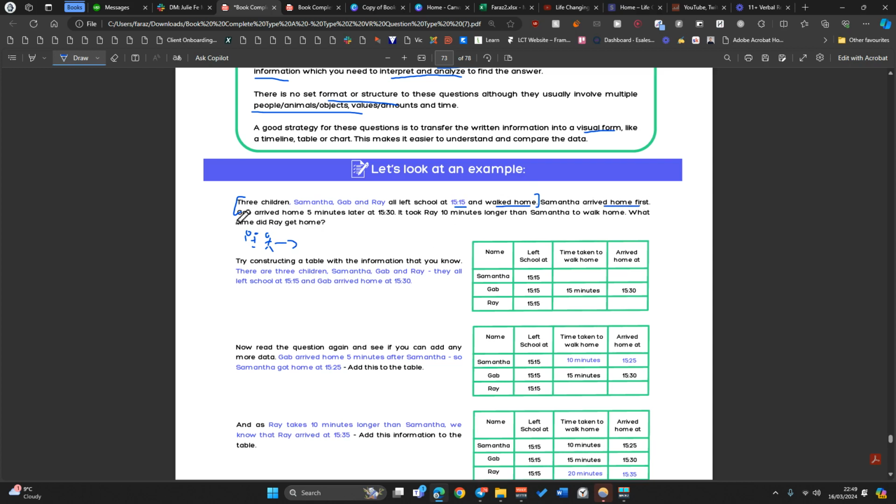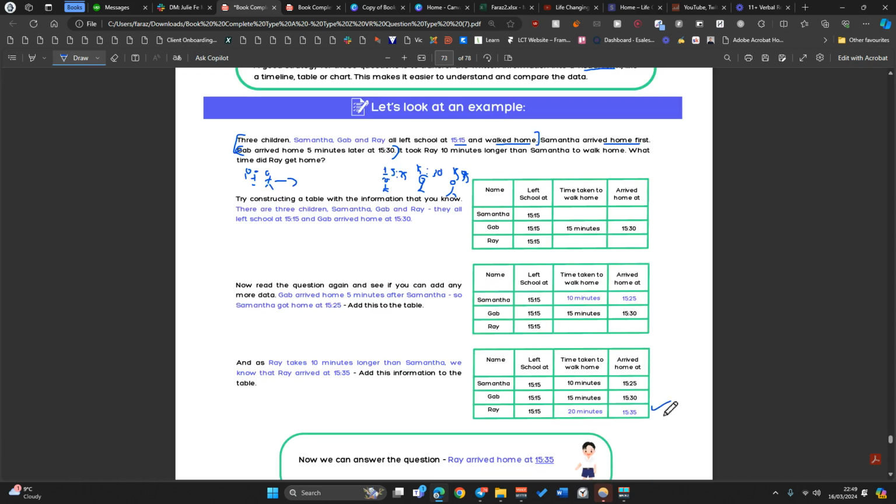So Samantha arrived home first. So Samantha is first. Gab arrives 5 minutes later at 3:50. So actually from here, I know Gab is coming at 3:50, and I know he's 3 minutes later than Samantha. So I know Samantha is therefore 3:25. And it says it took Ray 10 minutes longer than Samantha to walk home. So I know that 10 minutes after Samantha got home, Ray got home as well. So that's 3:35. And actually from there you've already got the answer, and you can see down here 3:35 is the right answer. But this is another format you can use.